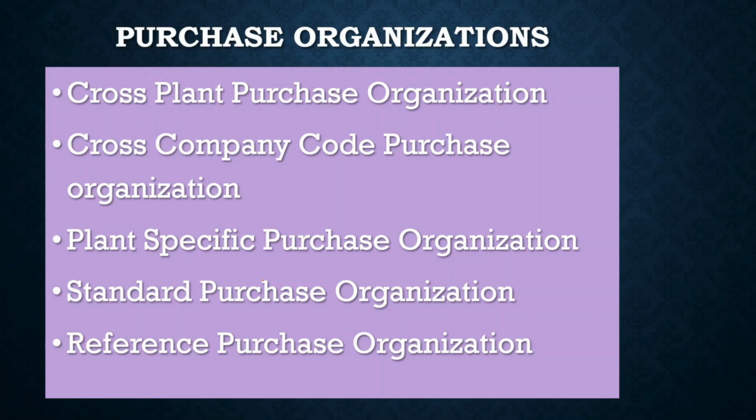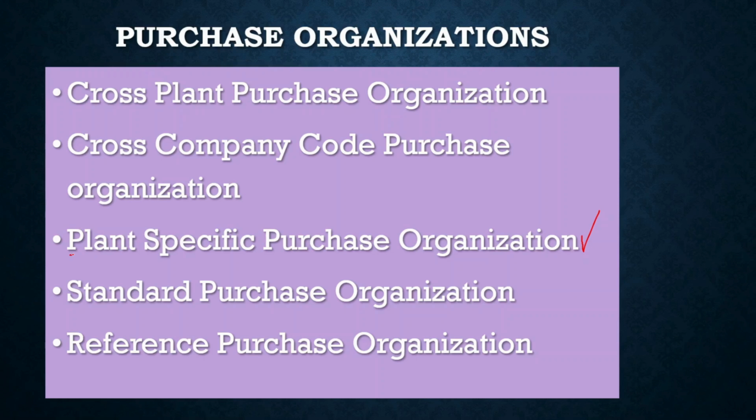So there are these types of a purchase organization. Purchase organization is a procurement team, but there are 4 types of a purchase organization. One is a cross plant purchase organization, cross company code purchase organization, plant specific purchase organization, standard purchase organization, reference purchase organization. So we will cover all one by one. So let's just talk about plant specific purchase organization. This one, what's a plant specific purchase organization?